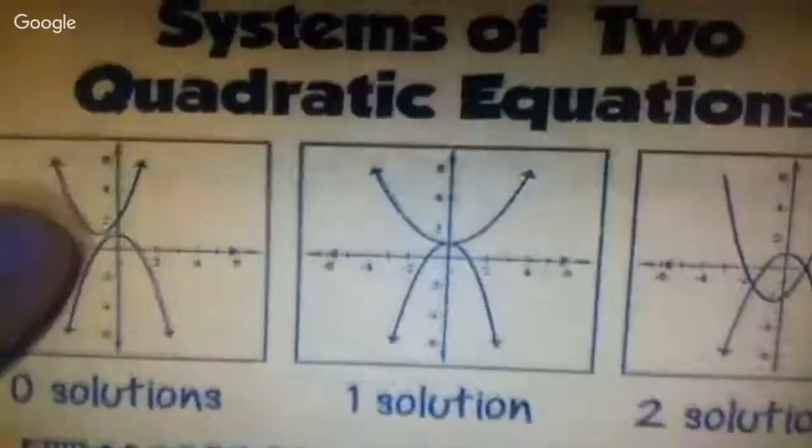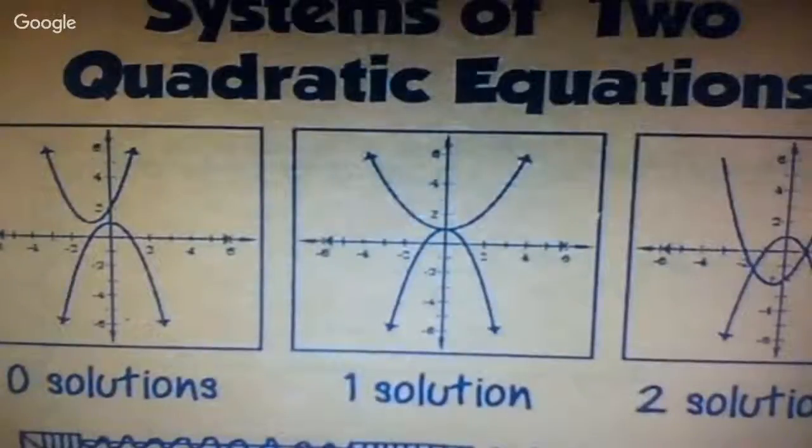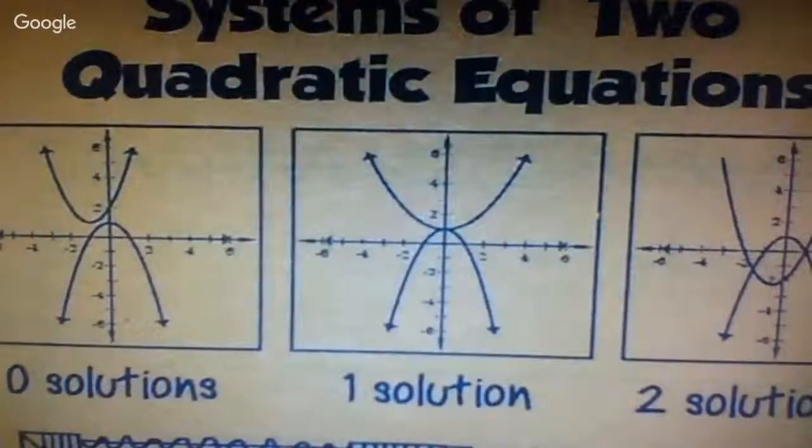Okay? Let's go to the middle of our brochure now. This page? No, the middle. Where it says systems of 2 quadratics. I can still, in this instance, have no solution where your quadratics, you've got one facing up and one facing down and they never touch. You can have one solution where the vertices touch. Or you can have 2 solutions where they overlap and they cross twice.